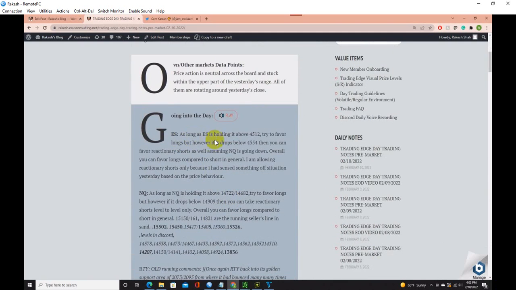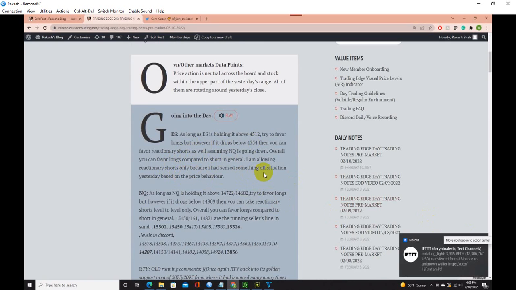So ES, as long as ES is holding above 45.12, try to favor longs. However, if it drops below 45.54, then you can favor reactionary shorts as well, assuming NQ is going down. So it was nicely worded. Overall, you favor long, right? But intraday, if it drops below 54, you can even take reactionary shorts. Overall, you can favor long compared to shorts in general. Now, I am allowing reactionary shorts only because I had sent something yesterday that some weakness is there.